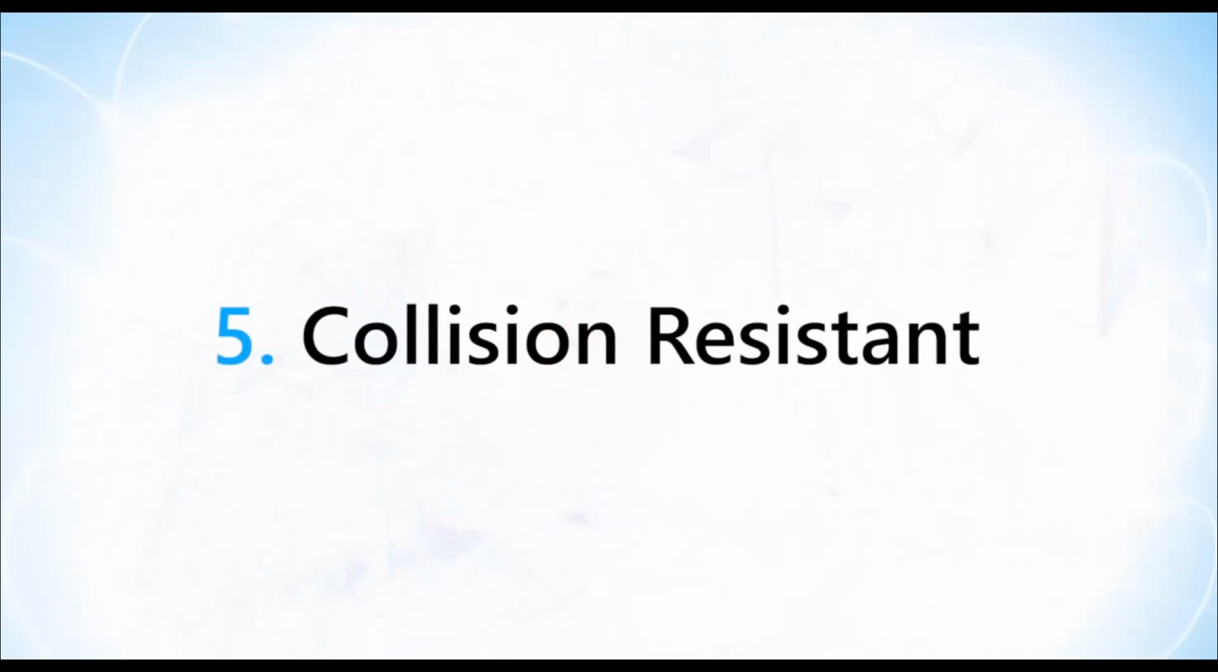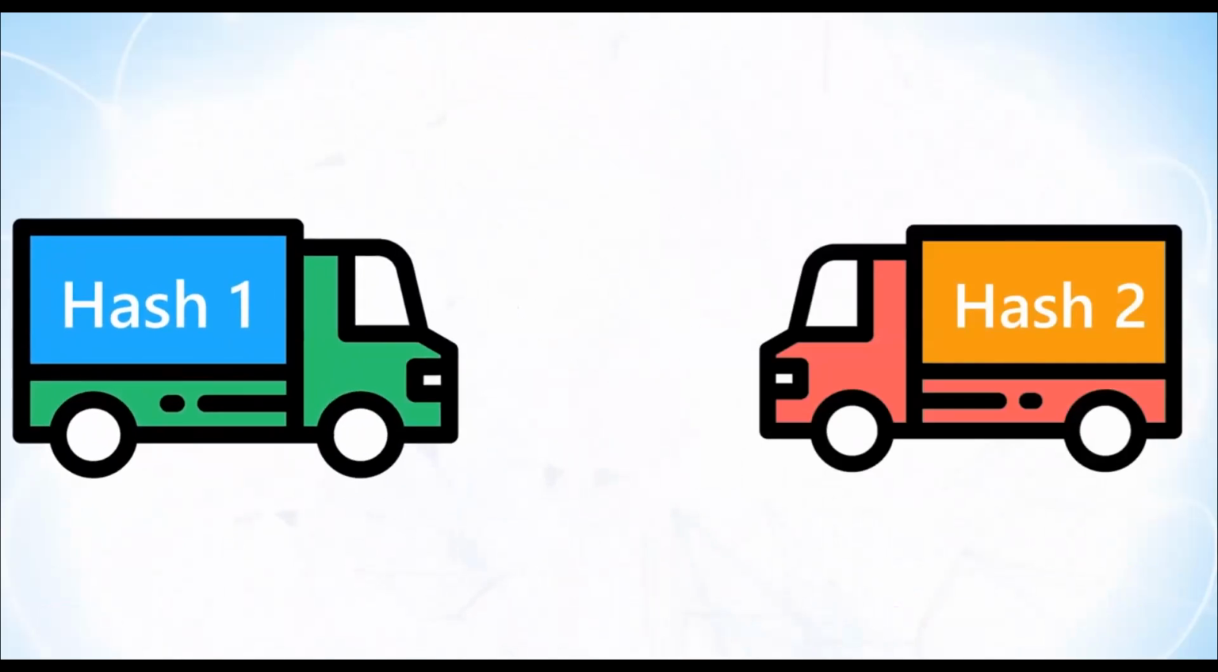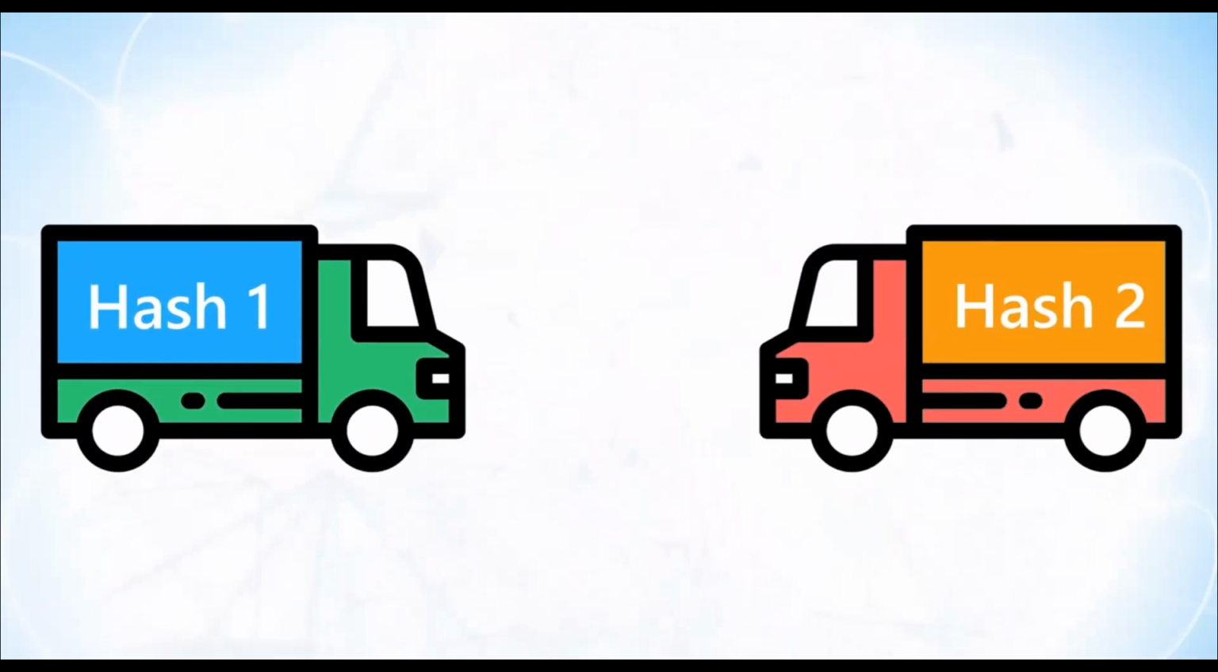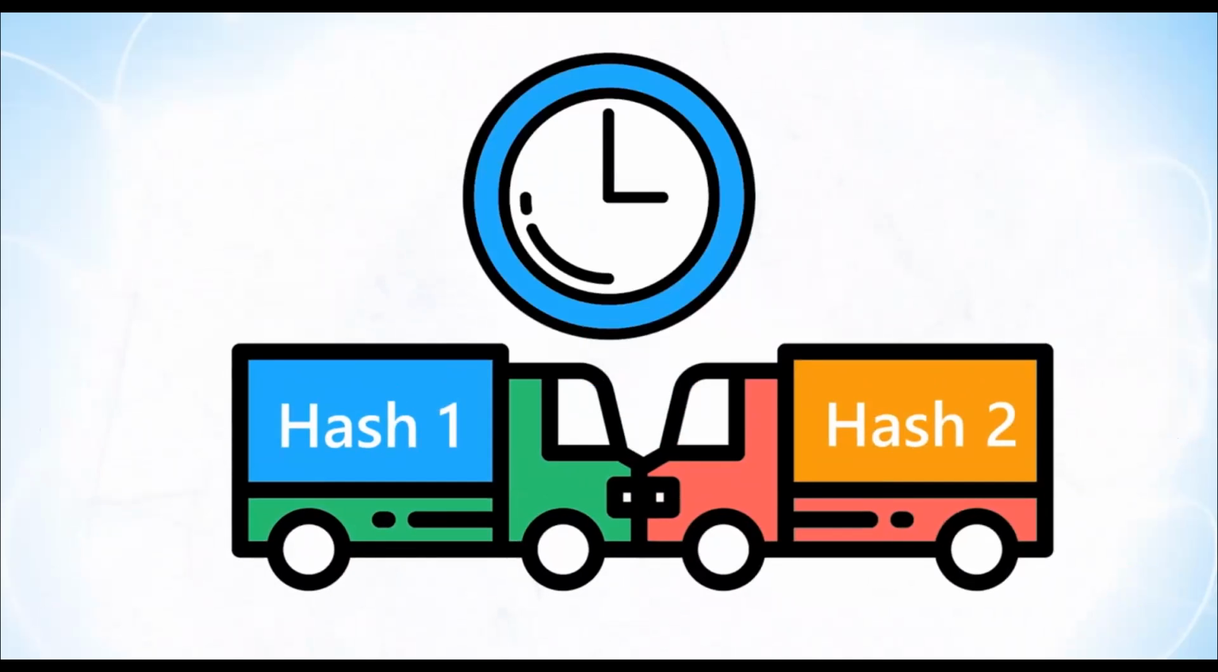Property 5, collision resistance. Collision resistance means that each input will have its own unique hash. Having 2 different inputs that result in the same hash is known as a collision. No hash function is completely collision-free, but much like the timeline of the brute force attack we described before, it takes so long that it doesn't matter.